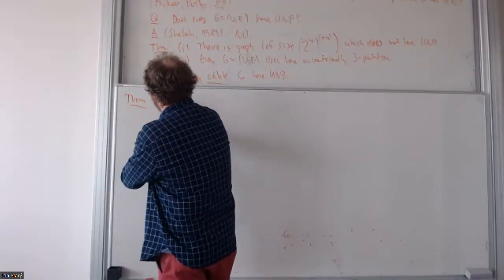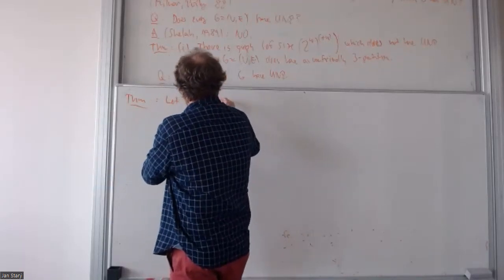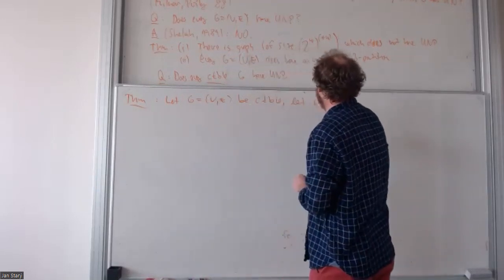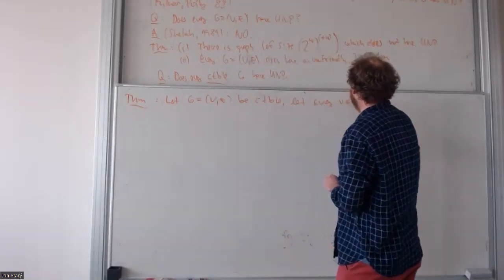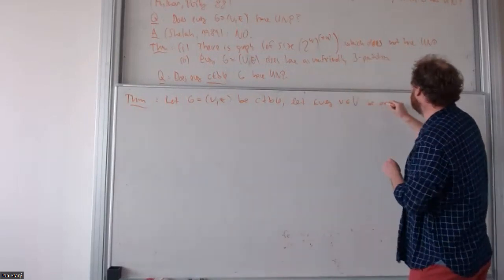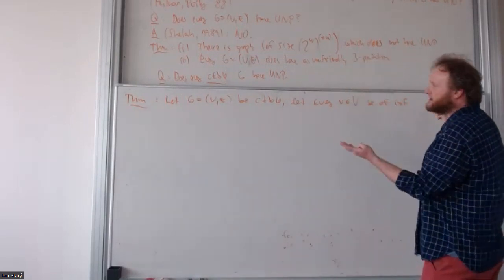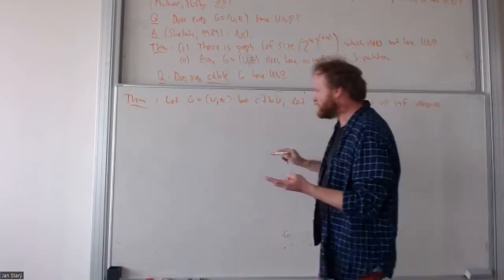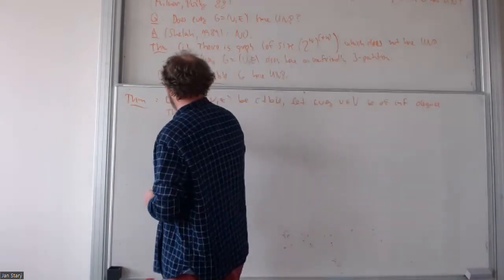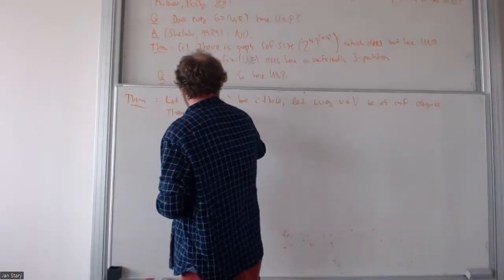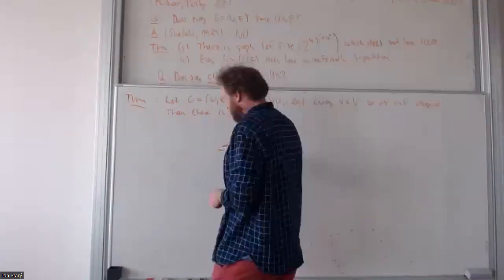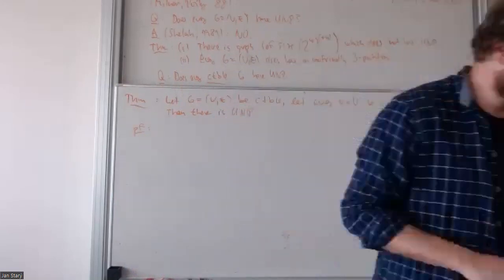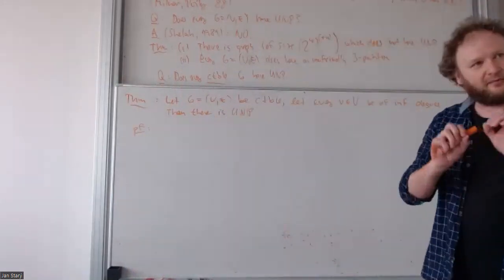Let G be countable, and let every vertex be of infinite degree, meaning countable, of course. Then there is an unfriendly partition. The proof is not hard. It's a zigzag method.